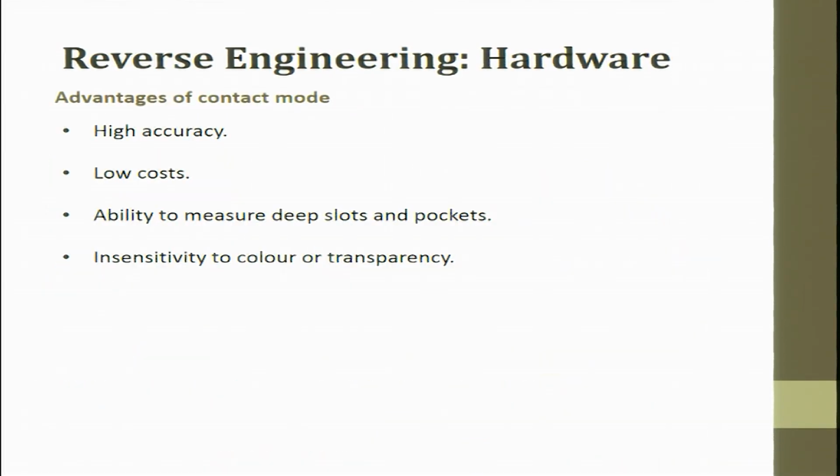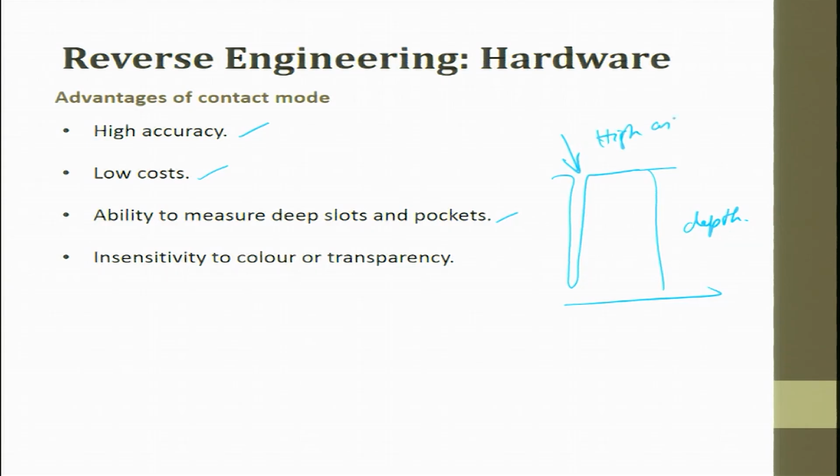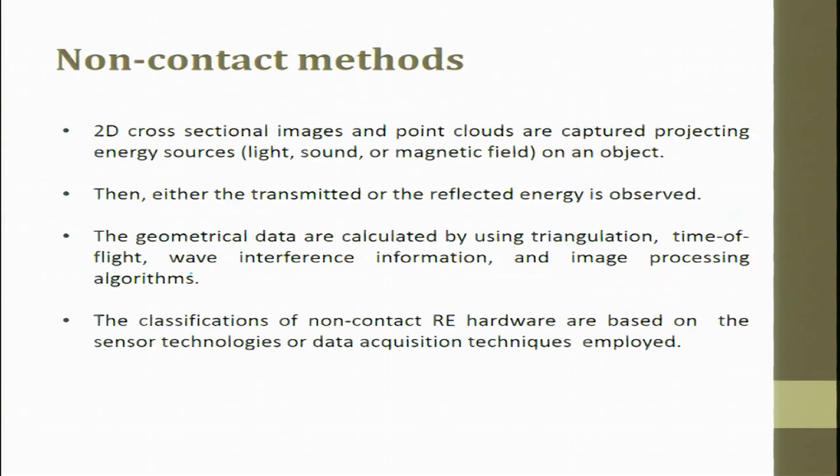The accuracy of contact measurement is high, and it is low cost. It has the ability to measure deep slots, because suppose this is the depth, here we call them high aspect ratio holes. If you want to measure high aspect ratio holes, then contact measurement is the only option. Invisibility to color or transparency is removed here.